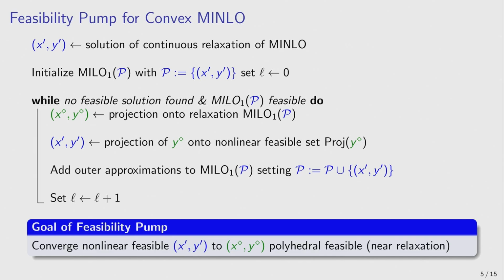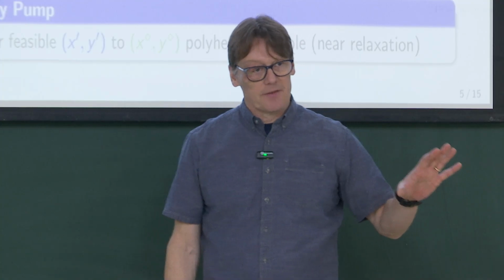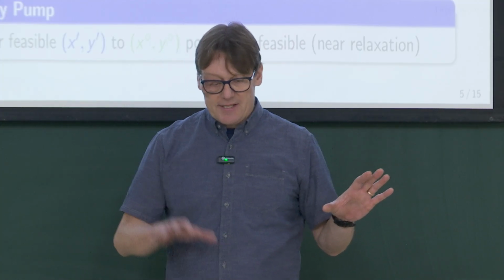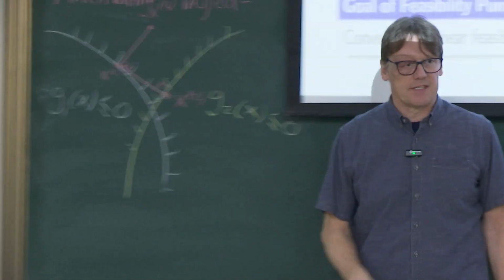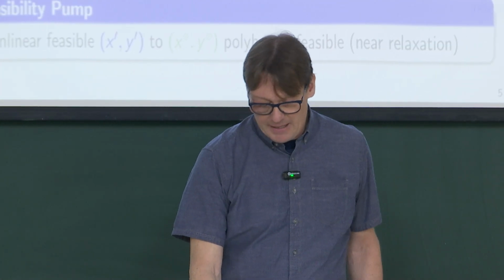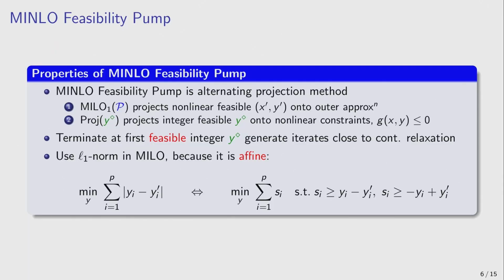And so you have these 2 sequences, these points which are nonlinear feasible, the x prime, y prime, and the points that are polyhedral feasible. And the goal is that these 2 points somehow converge to each other. So you have some kind of zigzag that goes down. That's the picture that I have in mind when I think of this method. So this method is an alternating projection method. It projects nonlinear feasible points onto my outer approximations. So if I have a convex problem, then my linearizations are outer approximations, and I project onto the outer approximation. And the other problem projects the integer feasible point onto the nonlinear constraints that I have. And I terminate as soon as I find an integer feasible point.